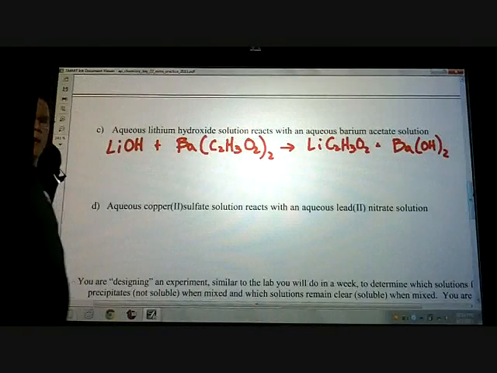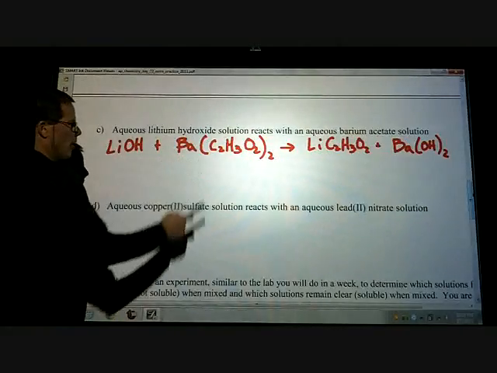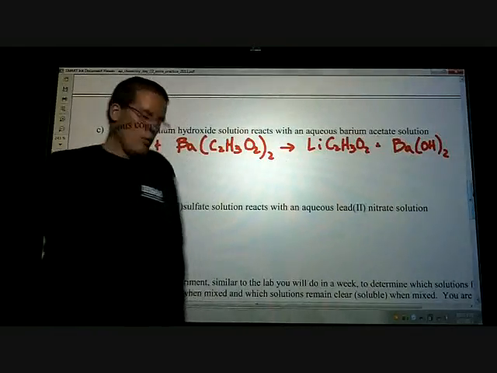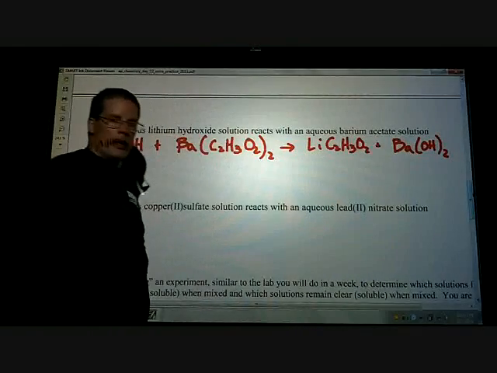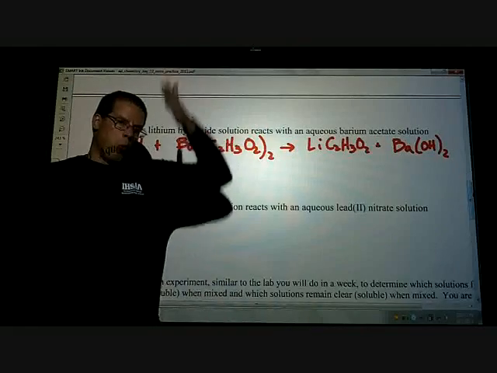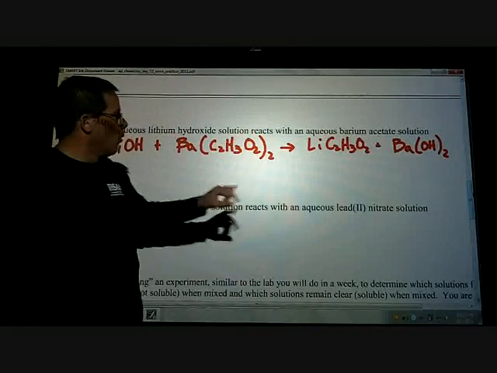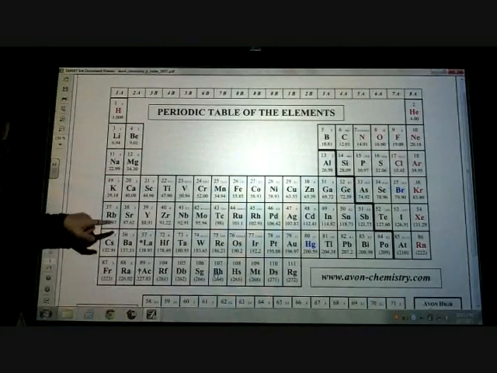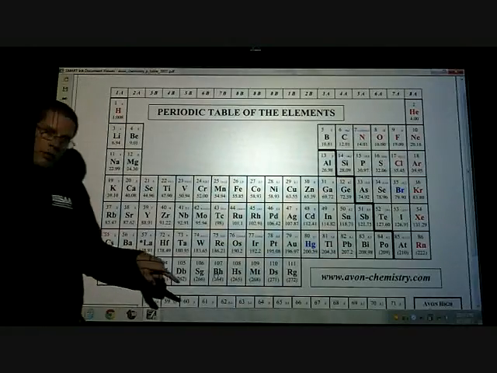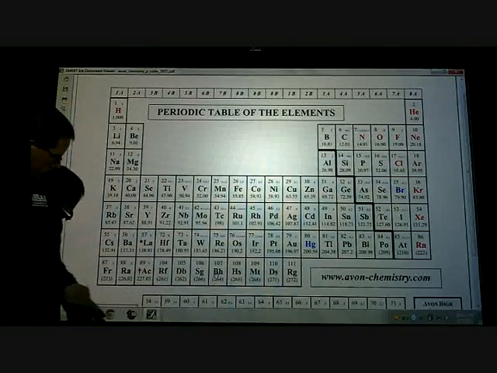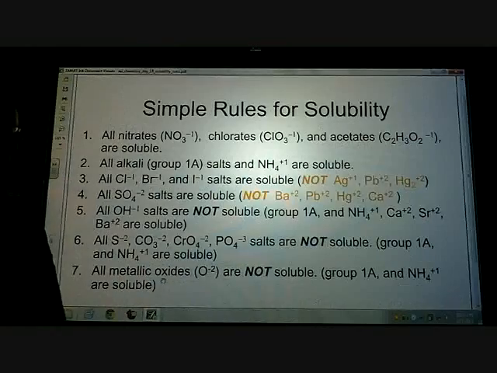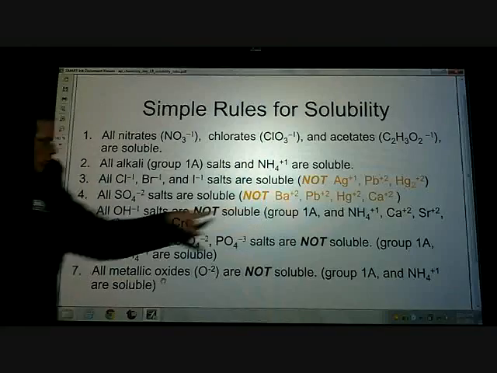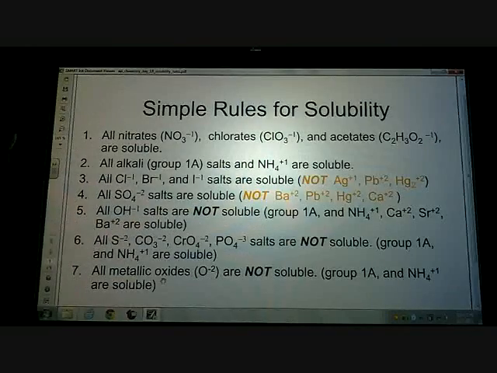Okay, so here's my reaction where I have lithium oxide with the barium acetate forms lithium acetate and barium hydroxide. Who is my precipitate? Again, when you look at all hydroxides, group 1A and calcium on down. Well, in this case, barium is in group 2A. Right there. So is barium hydroxide soluble or not soluble? Hopefully you said that it is soluble. There you go. Barium hydroxide is soluble.